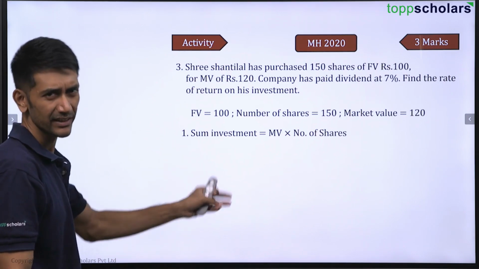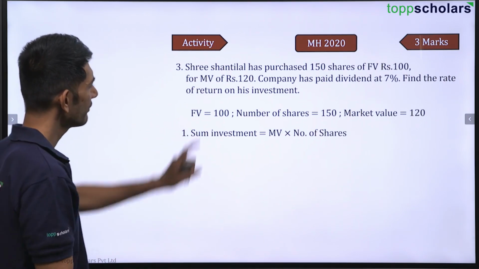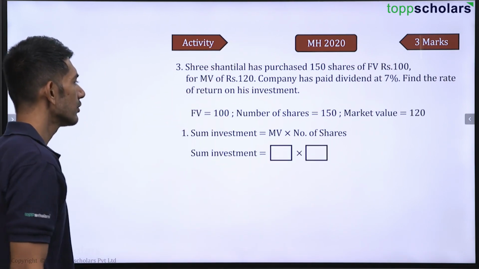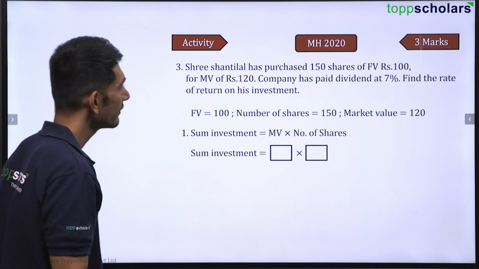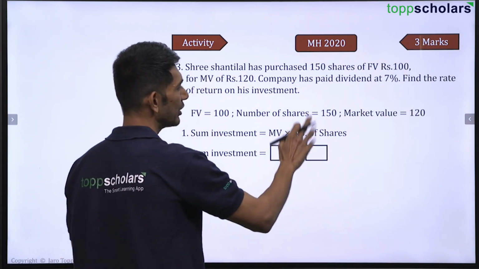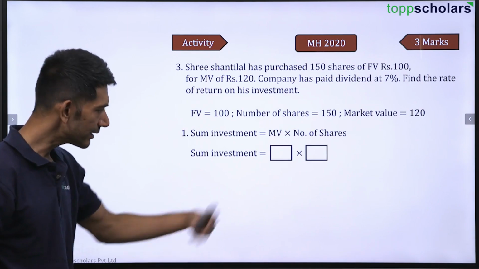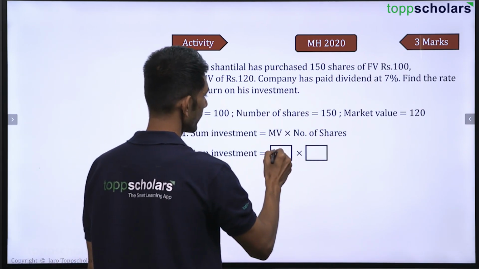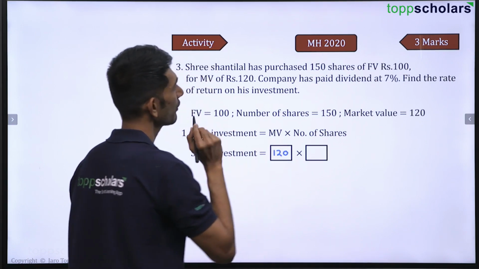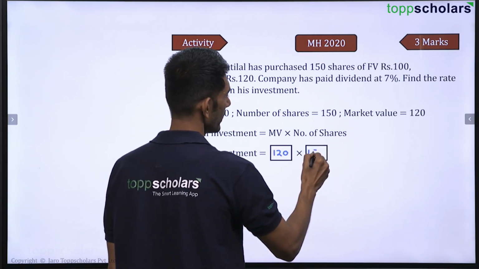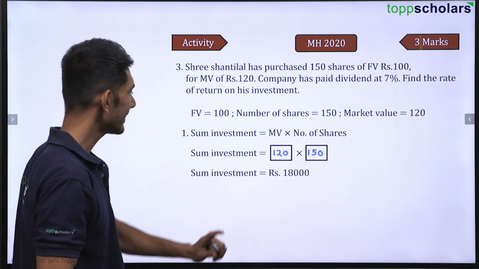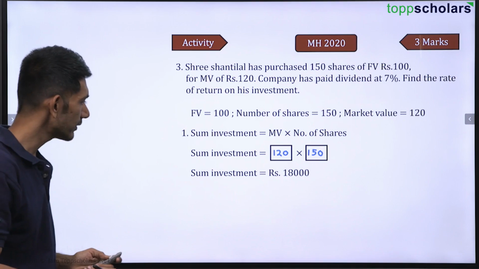Anyway, everything is given here. We just have to fill the boxes. Face value is given, number of shares is given, market value is given. So sum invested will be how much? Market value multiplied by number of shares. We have already solved that. Just a quick glance of it. Market value is 120. Number of shares is 150. Correct? That is 18,000. We calculated 18,000 here, right?